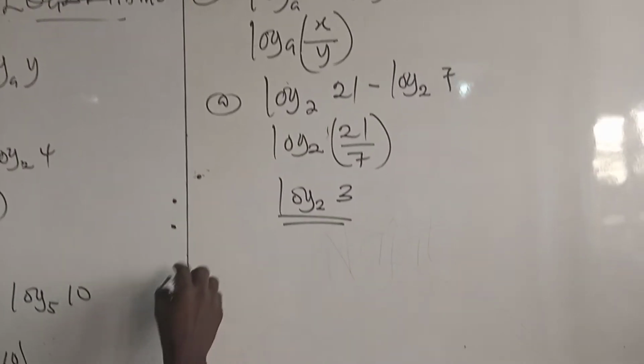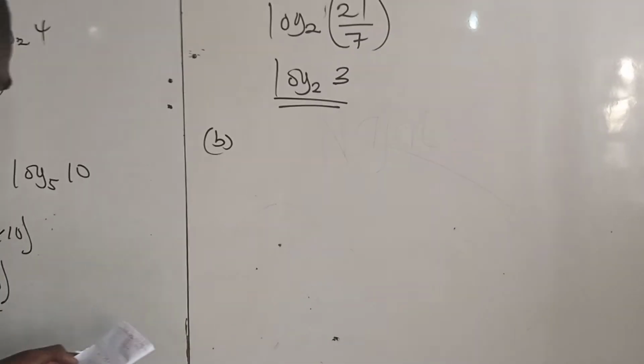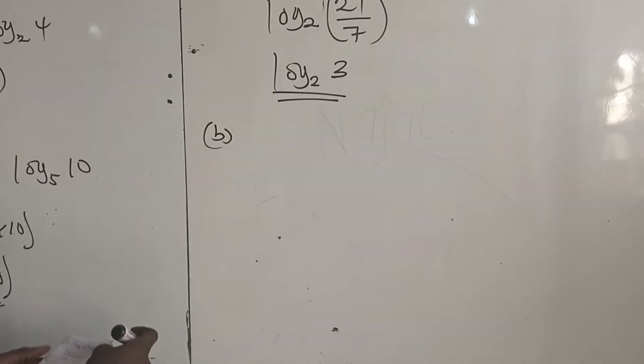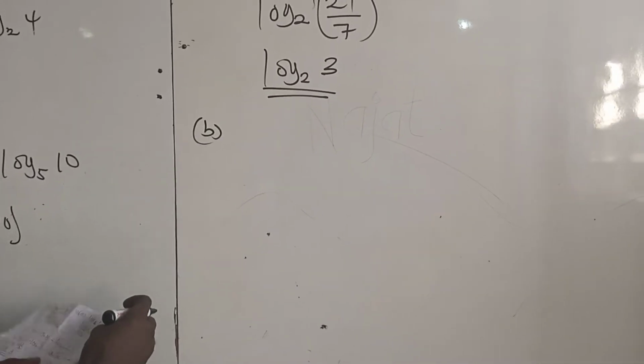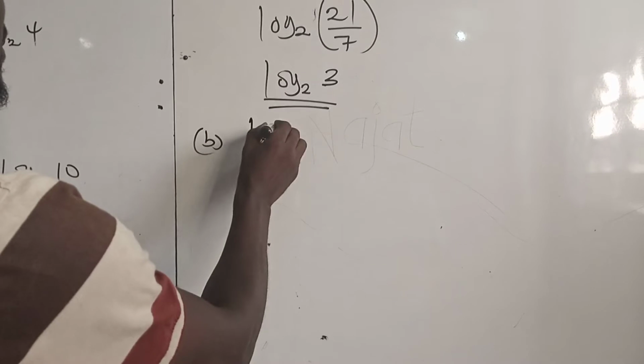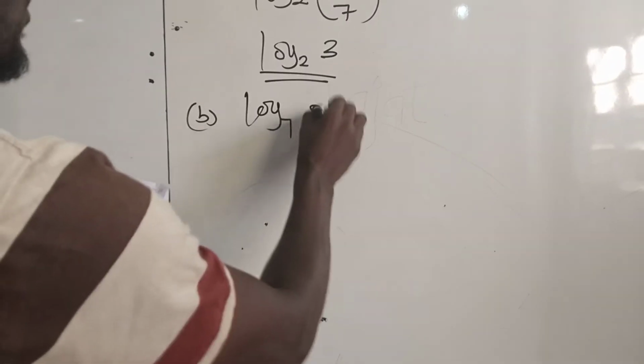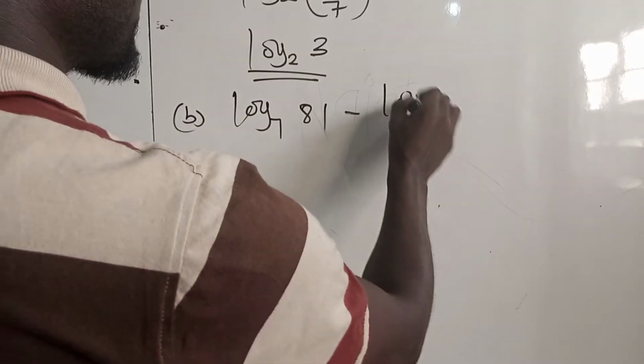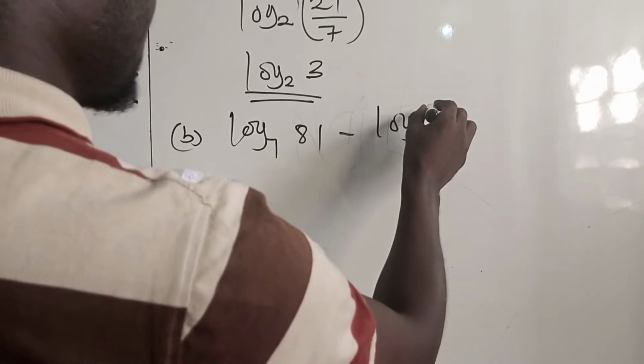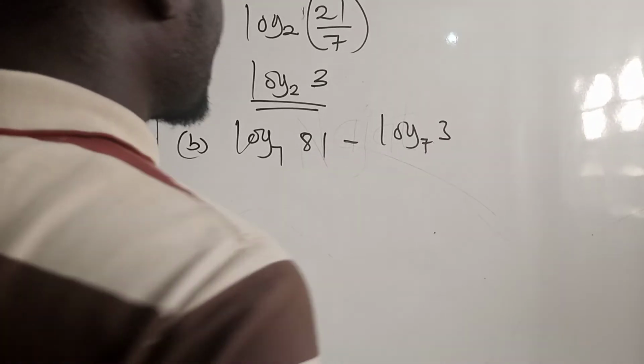Let's go to number 2. Example 2. We have log 781 minus log 73.